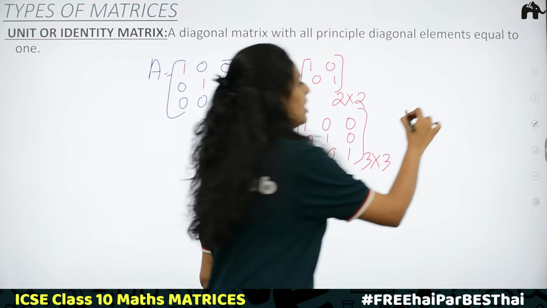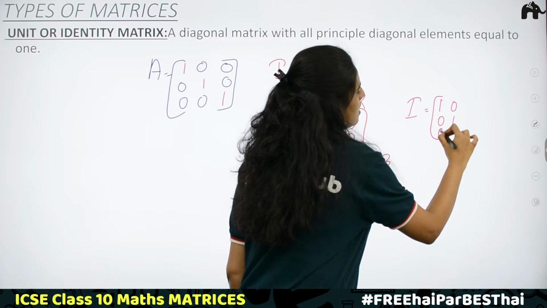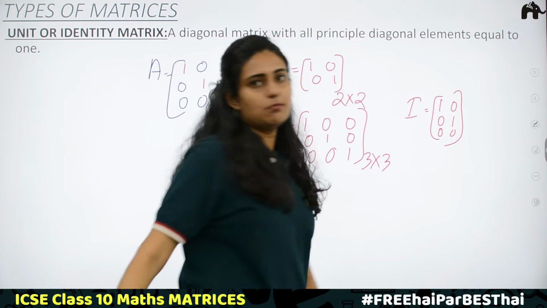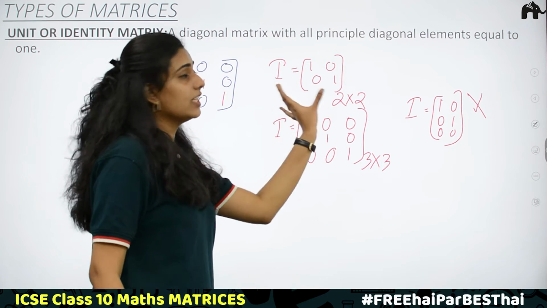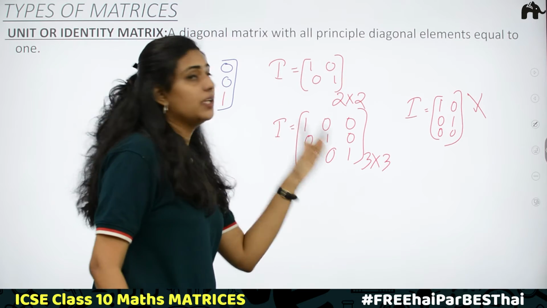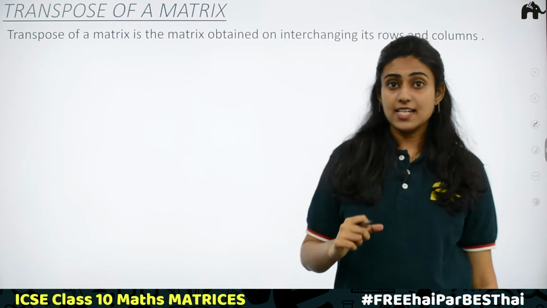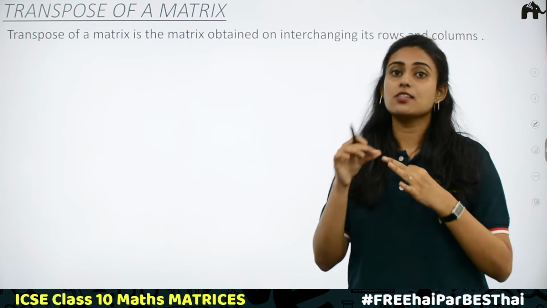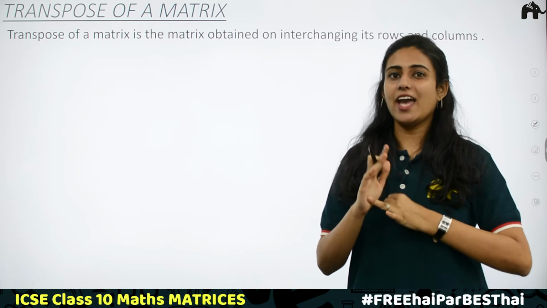You cannot have an identity matrix I is equal to 1, 0, 0, 1, 0, 0 or something like that. Why? Because the diagonals are not getting complete. In that case, we cannot have identity matrices. An identity matrix should always be a square matrix. It should be a diagonal matrix and the diagonal elements should be equal to 1, non-diagonal elements 0. Clear? So, we studied the different types of matrices: row matrix, column matrix, square matrix, rectangular matrix, diagonal matrix, null matrix and unit matrix.